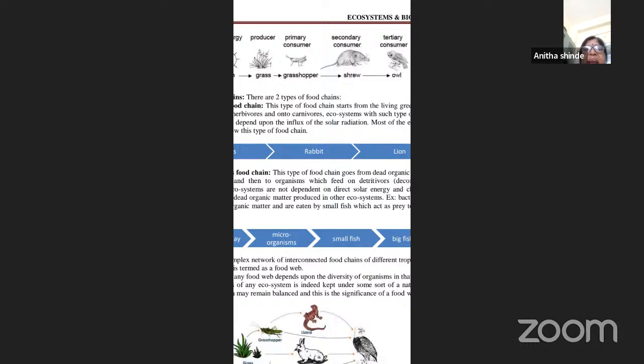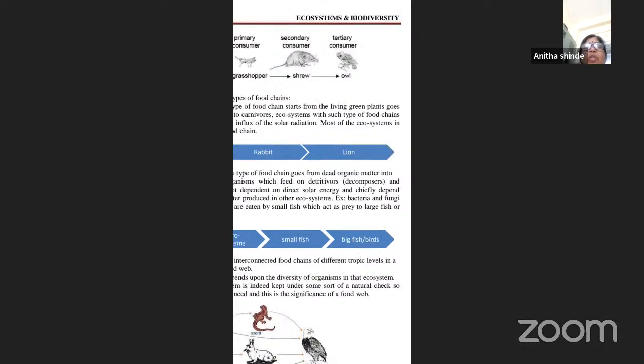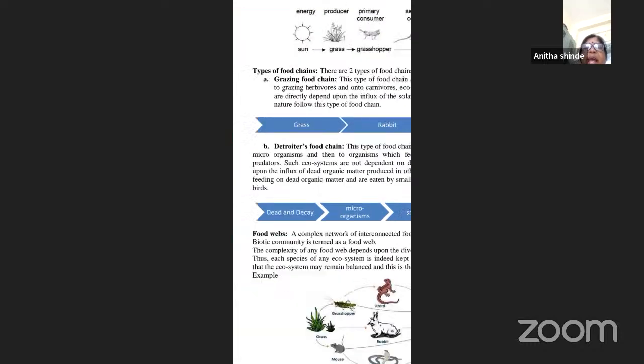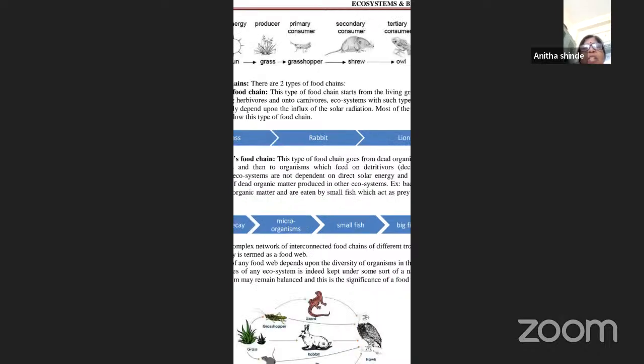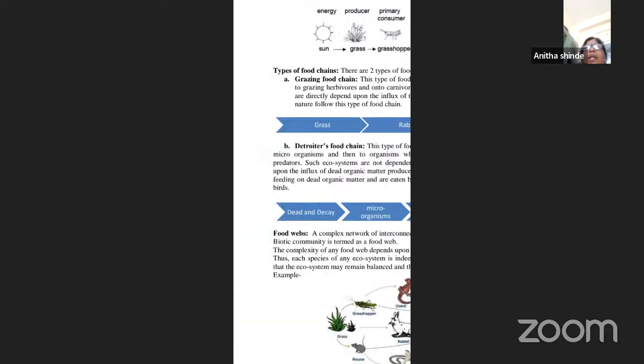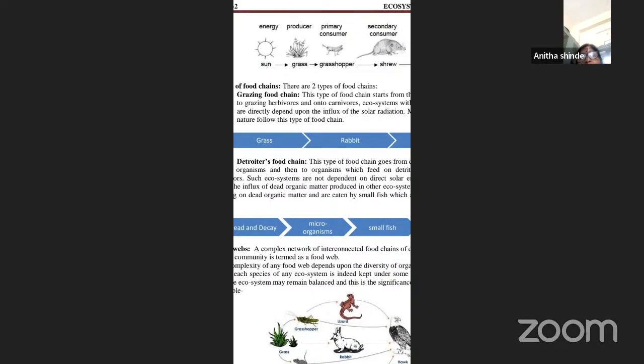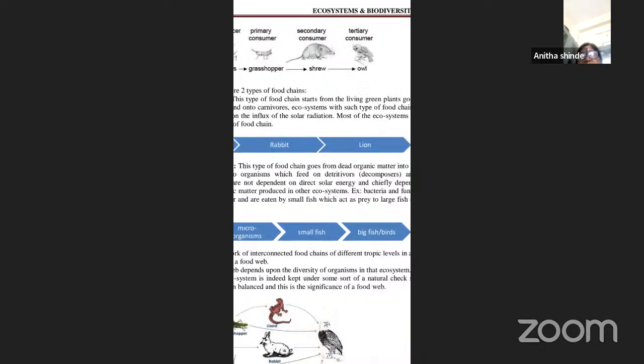Now, for example, bacteria and fungi. They feed on dead organic matter, and then these are eaten by small fish, which act as prey to the larger fish or the birds. So dead and decaying matter is being eaten by the microorganisms, in the form of bacteria as well as fungi. These microorganisms in turn are eaten by small fish, and these small fish are eaten by the big fish or the birds.